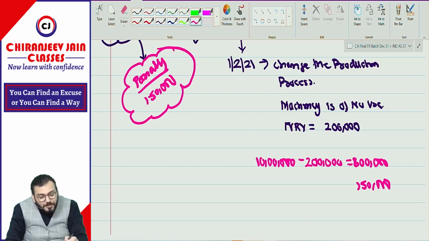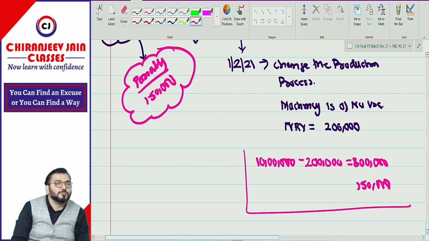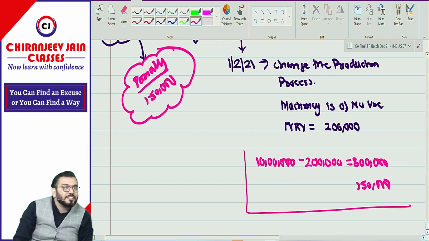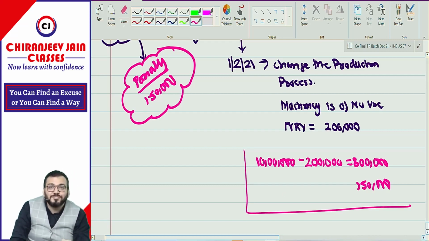provision. Can you give me the amount of provision? What will be the amount of provision? 1,50,000. Means, can I say lower of these two? Lower of cost of meeting the obligation or penalty payable to exit the contract.